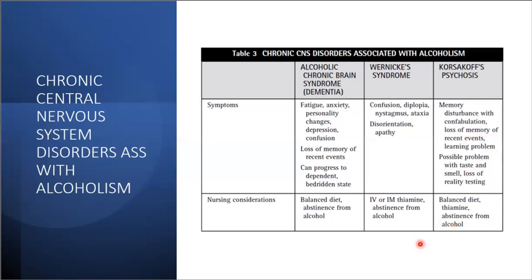In terms of our nursing consideration, you could see there's a unifying factor there, the balanced diet. We want to also give thiamine because we said they could have deficiency in thiamine or your vitamin B1, which puts them at risk for this syndrome and also for cerebral degeneration and cardiovascular dysfunction. So we want to give thiamine, either IV or IM. And again, we want to encourage abstinence from alcohol.